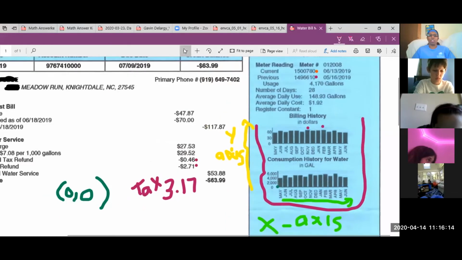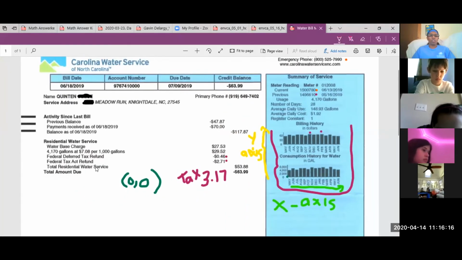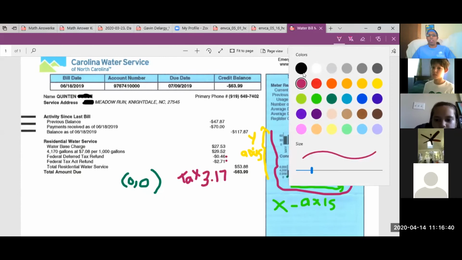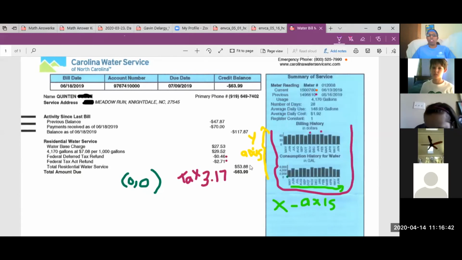Okay, if I squeeze that up right there, you'll see total residential water service. So the total amount is $53.88. But this amount right here is taking into account that it's negative $63.99. That's the credit balance that this homeowner has. But what he owes for the month is $53.88. Okay. Let me put that in purple. This is his total bill for the month. Everybody can see that.